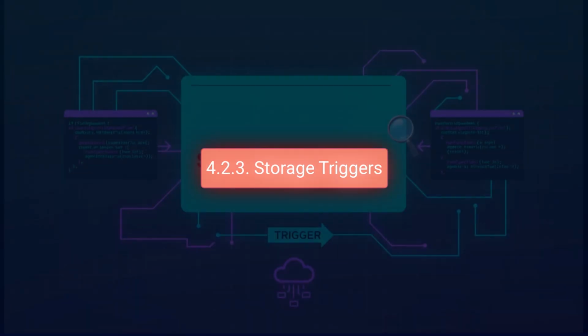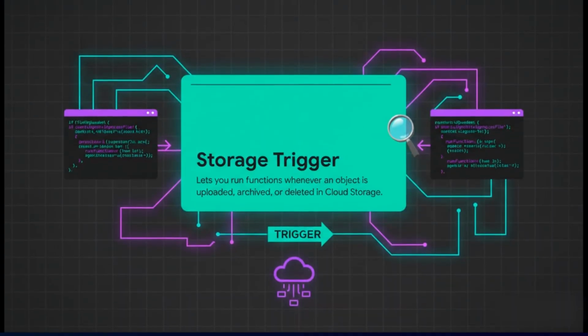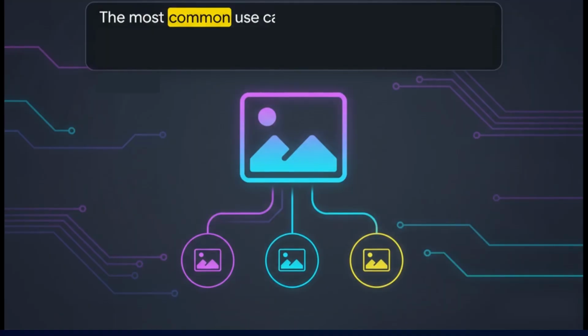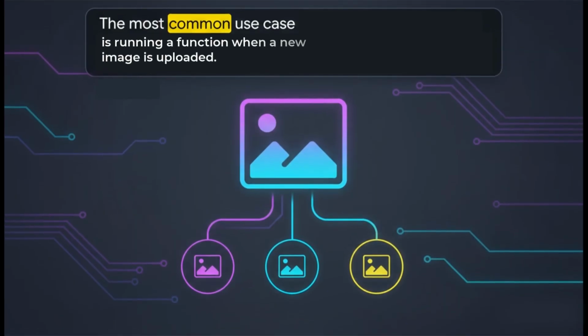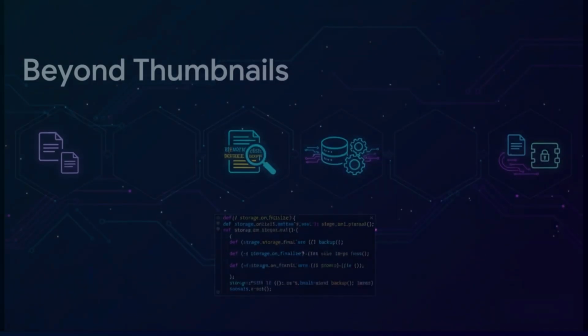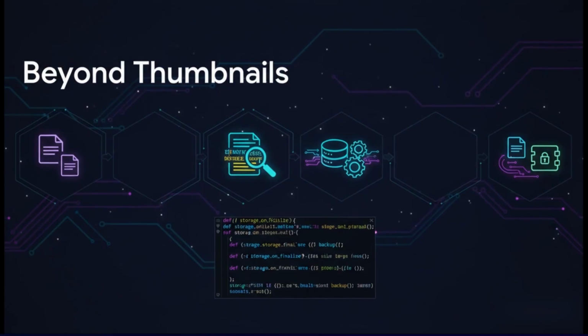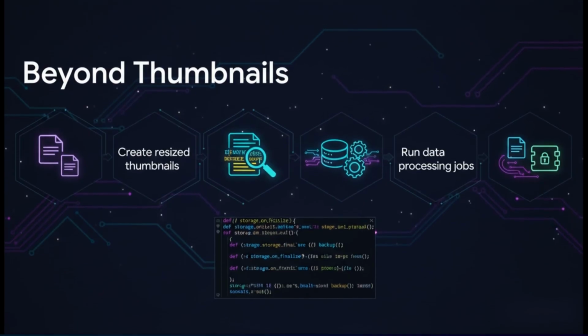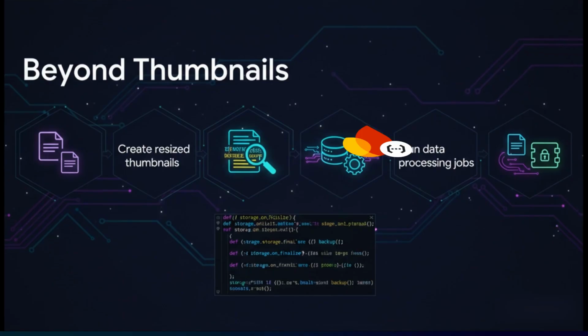Storage triggers. Storage triggers let you run functions whenever an object is uploaded, archived, or deleted in cloud storage. The most common use case is running a function when a new image is uploaded. The function can then process the image, perhaps by creating a resized thumbnail or analyzing its content, before saving the result back to storage or Firestore.